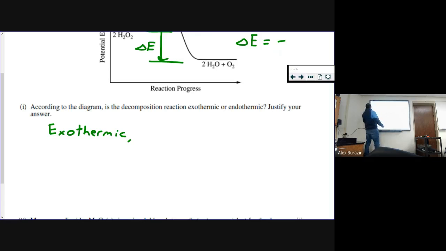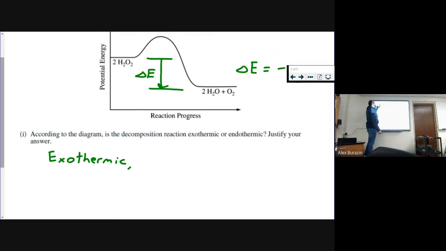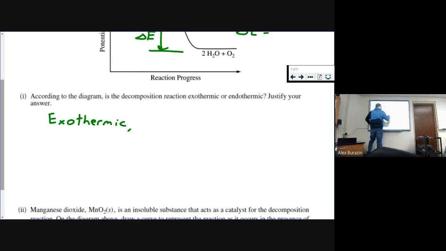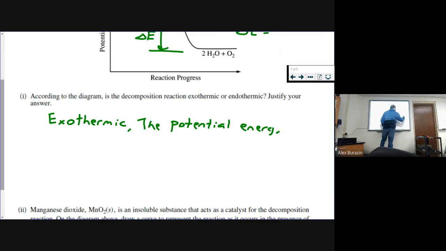I'm gonna use the term potential energy as my y-axis and my term that I'm going to use in my explanation. So I will literally say exothermic. The potential energy of the products, or sorry, of the products.